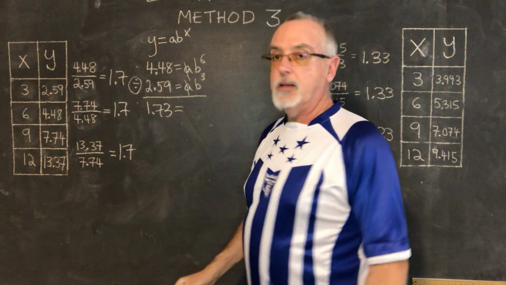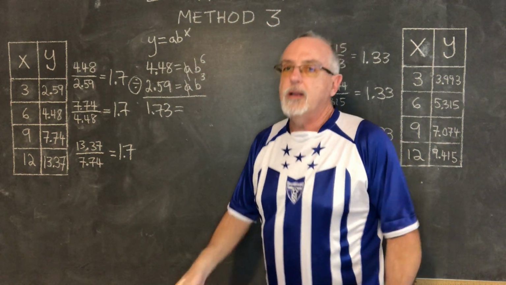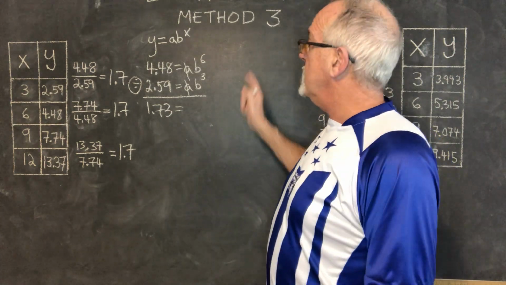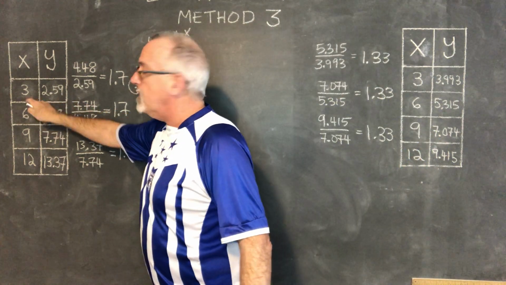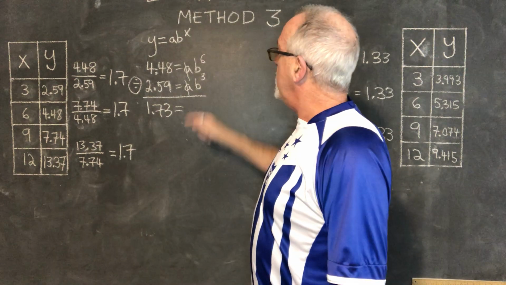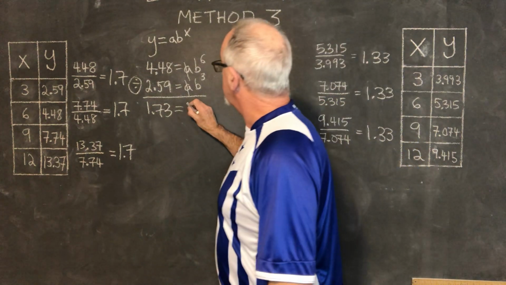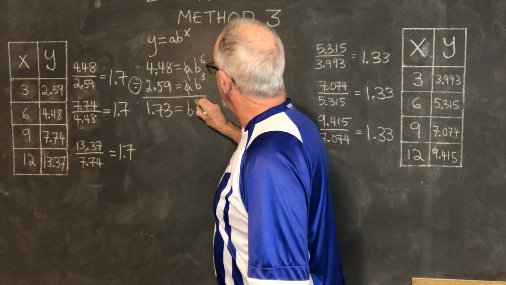And then b to the 6 divided by b cubed. We actually have to use our understanding of the laws of exponents a little more when we're doing this method, because the x values are not as close together this time. B to the 6 divided by b to the 3 is equal to b to the 6 minus 3, which is equal to b cubed.